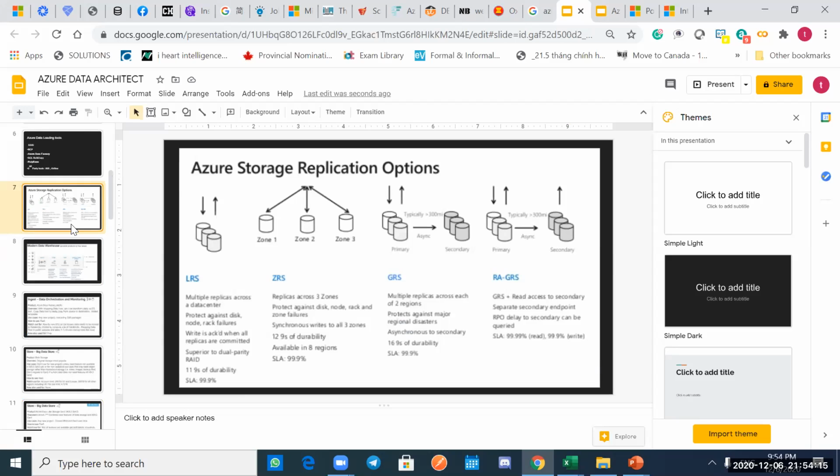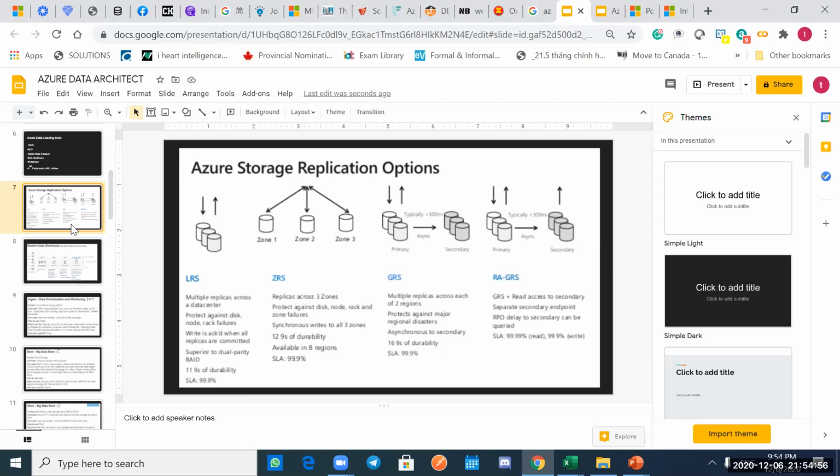So remember how the data is replicated and how it's synchronized. You have here LRS, which is multiple replicas within a data center. It's in one zone, but replicated across different racks, so it can protect you against node and rack failures. And it has an SLA of 99.9, which is the common SLA throughout a lot of Azure services.